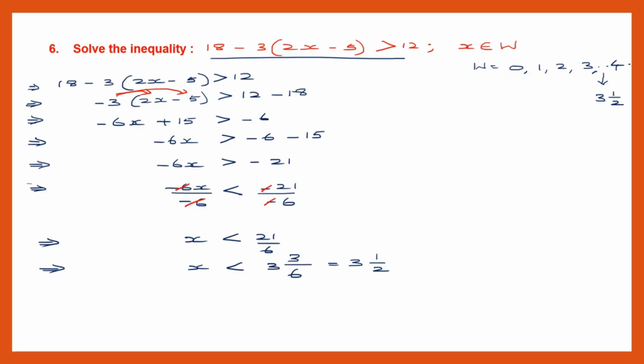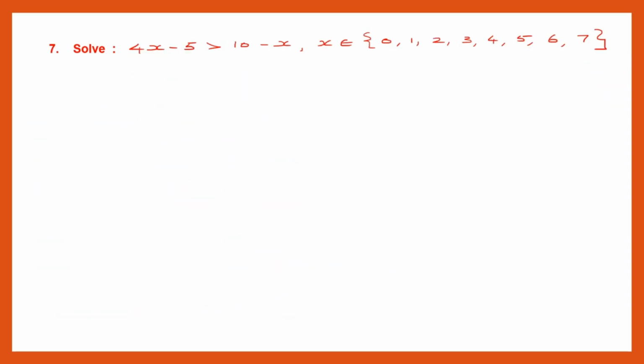So if we have to write all the numbers less than 3 1 by 2, we have to write all numbers including 3. So let's write our solution set. Our solution set will be 0, 1, 2 and 3. This is our solution set. So you need to write your answer finally like this.